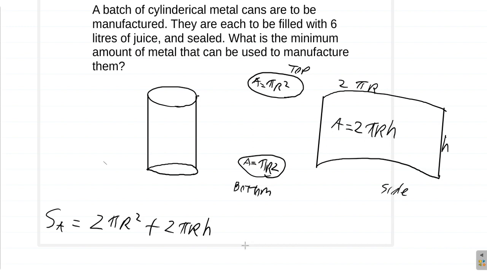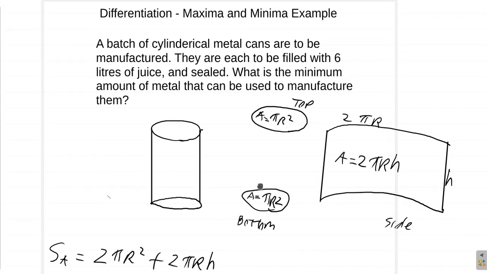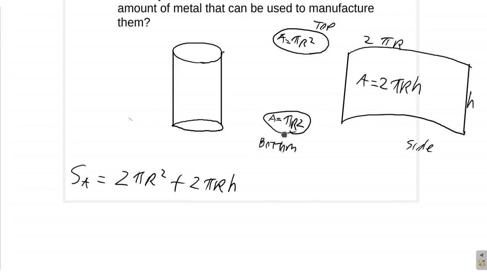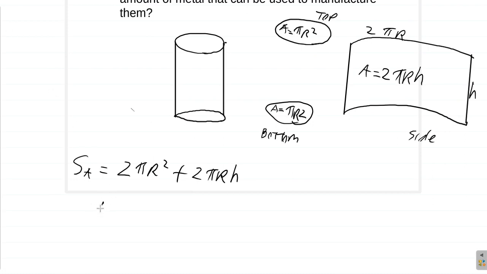But the thing is, we have 2 unknowns here. We have r is unknown and h is unknown. So how do we mix this up so that we have only 1 unknown? We know the volume, 6 liters. But 6 liters is equal to 6,000 cubic centimeters. So let us make the measurements in centimeters so that the radius will be in centimeters.